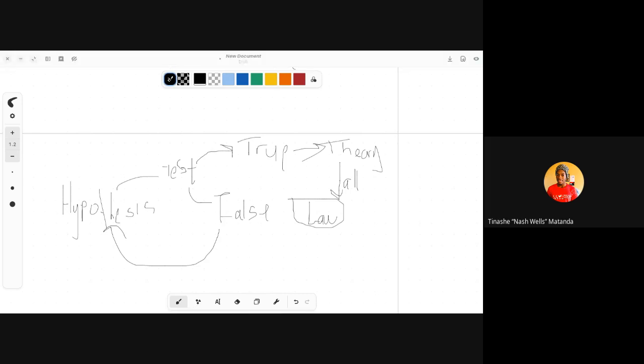You may raise your hand. Any questions on this idea? Yes, Rafilwe?